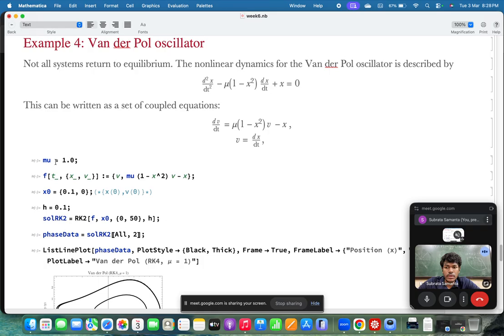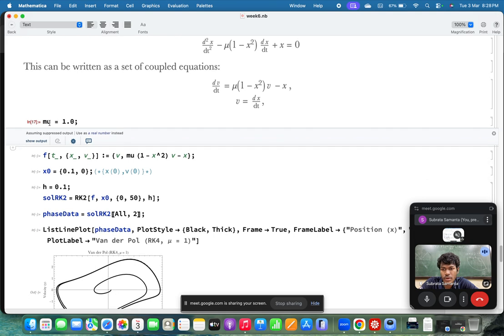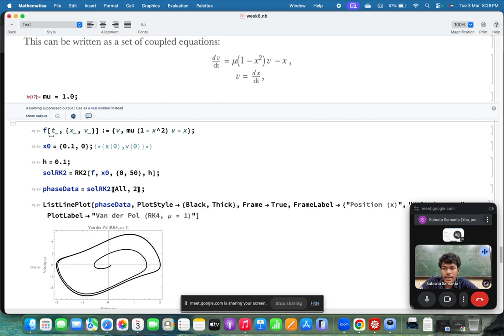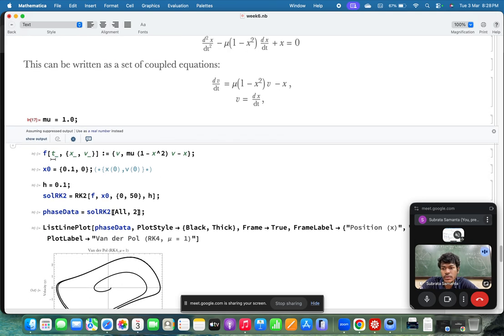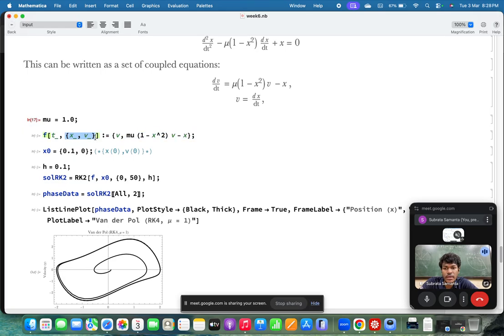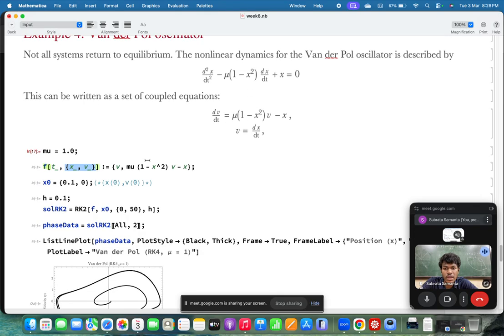So once you define, how many parameters are there? Mu, right. Only one parameter. The variables are x and t, but the parameter is mu. Once you define the value of the parameter mu, which is 1.0, we define the functions in matrix form. So this is basically x comma v, where the first one is v and the second one is mu times (1 minus x squared) v minus x, right.